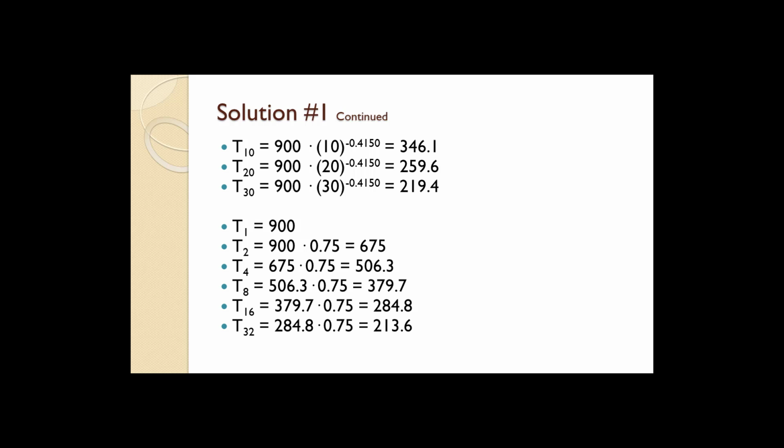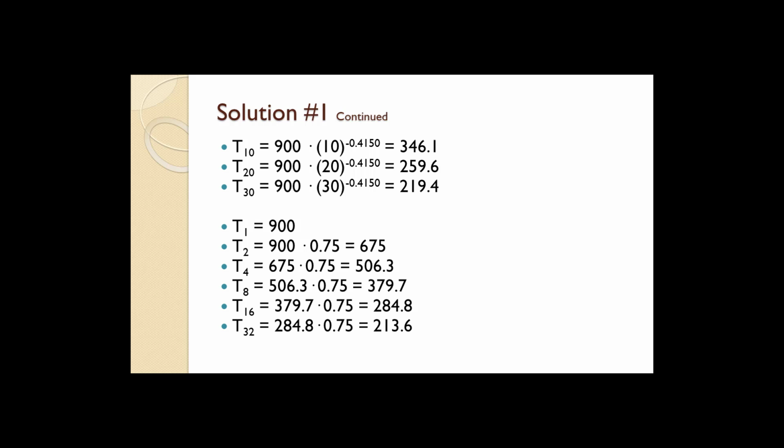We can quickly check to see that these numbers are approximately correct using the doubling approach covered earlier. The time for the first unit is 900. Doubling that to 2 yields 900 times 0.75 equals 675. Doubling 2 to 4 yields 675 times 0.75 equals 506.3. Doubling 4 to 8 yields 506.3 times 0.75 equals 379.7.